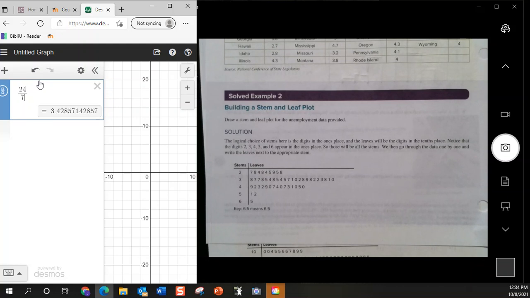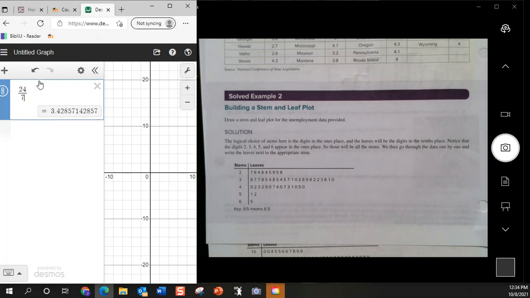Okay, and the leaves will be the digits in the tenths place. Notice that the digits 2, 3, 4, 5, and 6 appear in the ones place. So those will be all the stems. We then go through the data one by one and write the leaves next to the appropriate stem.